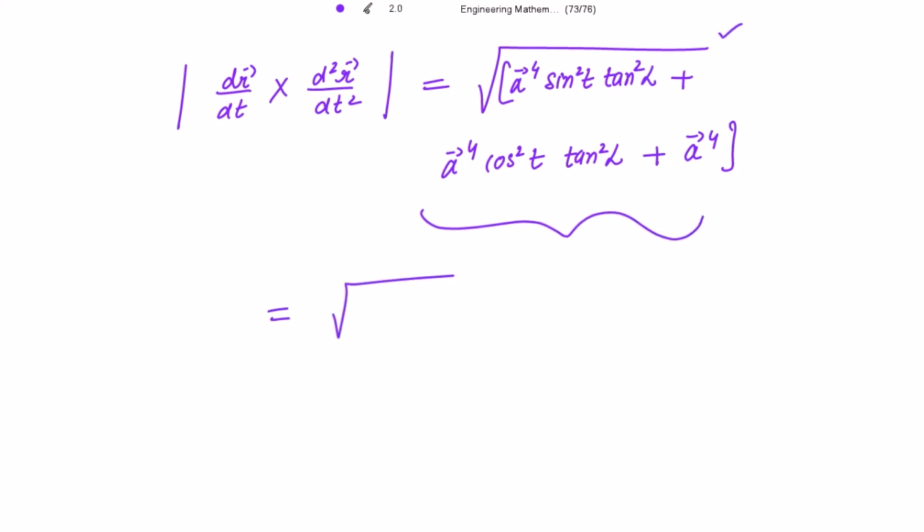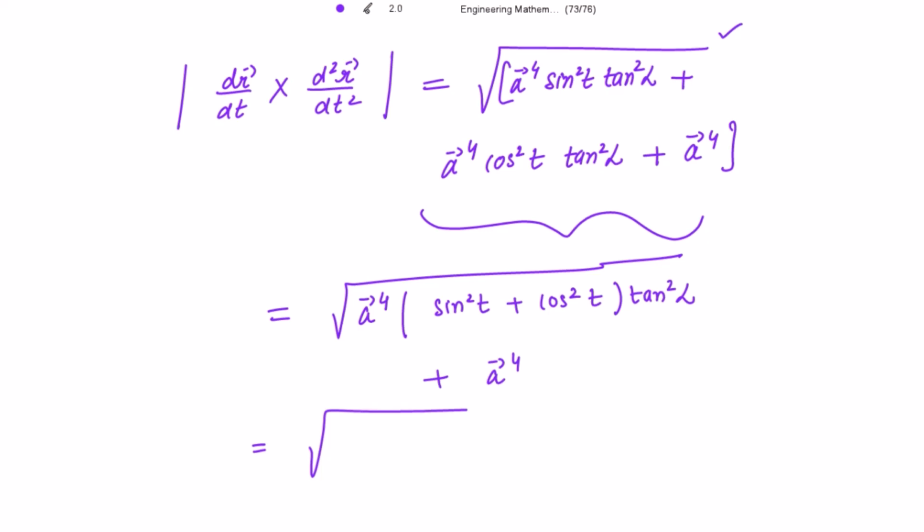So this is equal to the square root of, okay, let's take a vector to the power 4 common, and we have sine square t. Also I am going to take tan square alpha common from these two terms, and then plus a vector to the power 4. So that is equal to the square root of, this is nothing but 1, and a vector to the power 4. This is now tan square alpha plus 1. Taking this outside of the square root, so we get here a vector square.